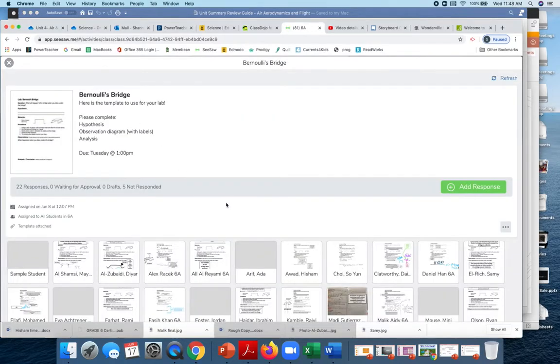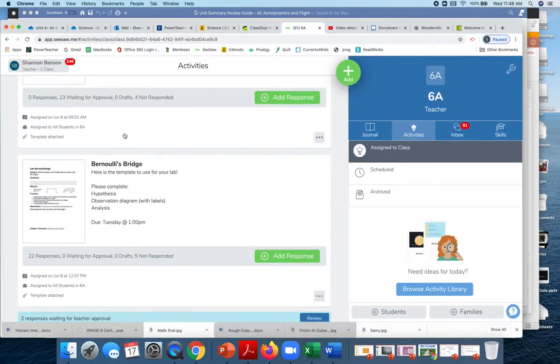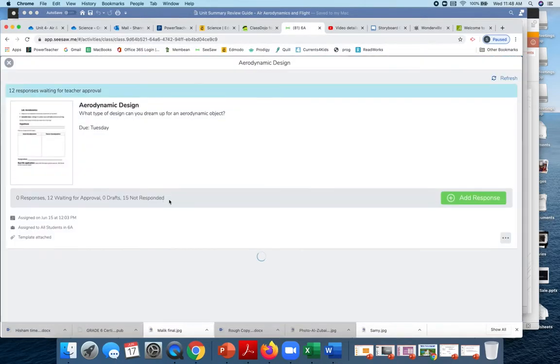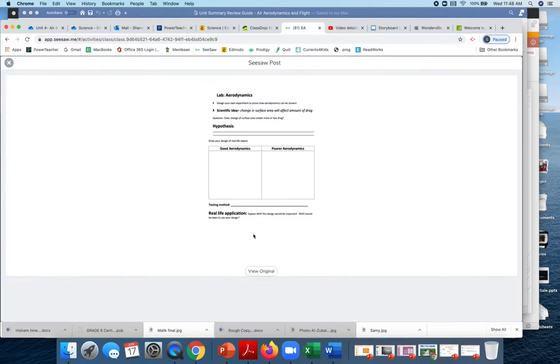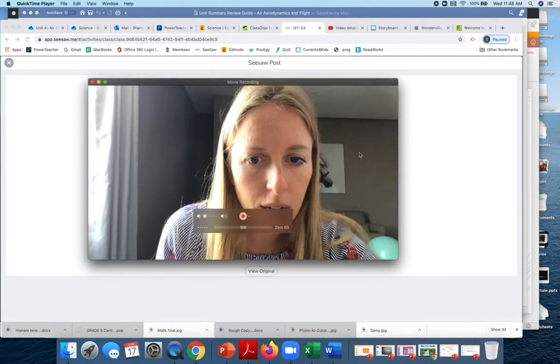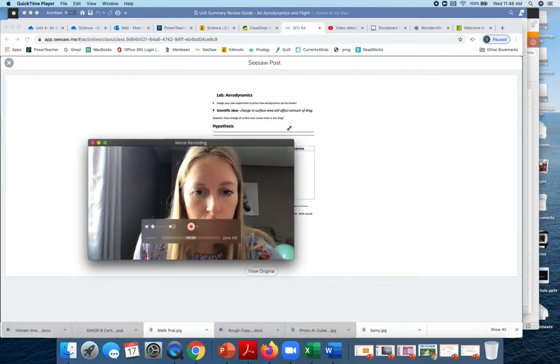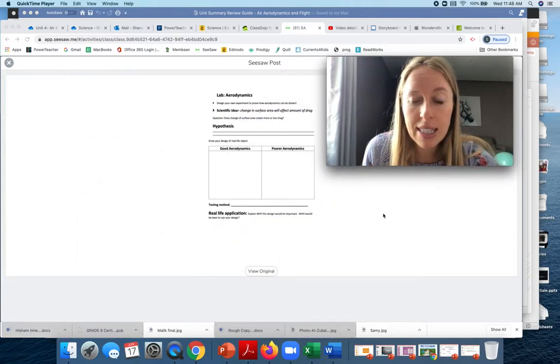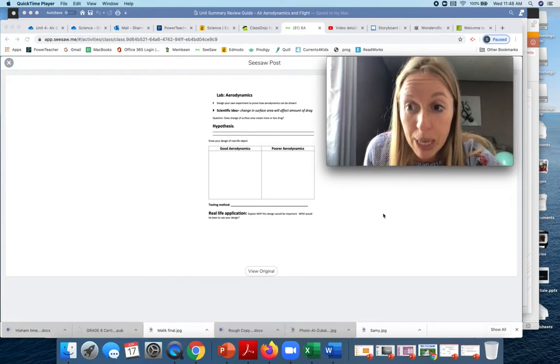Now, the second thing is aerodynamics design. Again, I feel like a little bit of a broken record here. So guys, you need to do this. This is counting for a mark. If you do not have it done, I'm writing in a B, which sucks. You do not want to have this.